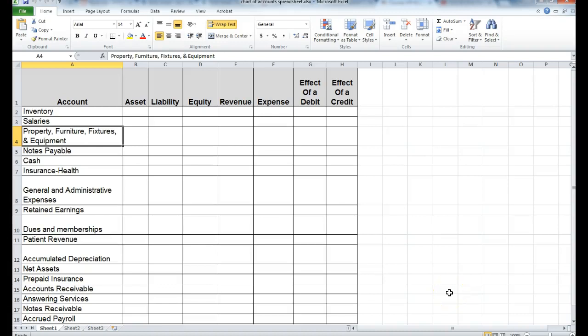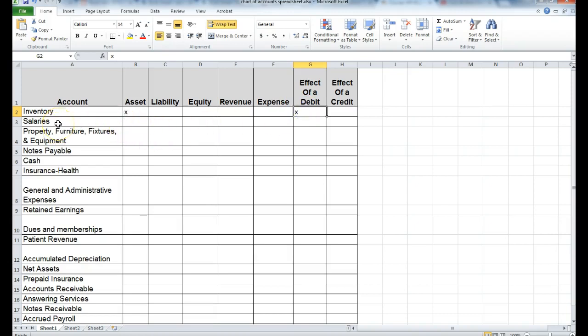In this exercise, we'll go through various accounts and talk about which bucket they fall into and the effect of a debit or credit. So let's start with inventory. What type of account is inventory? Hopefully you know inventory is an asset, and as an asset, inventory would increase with the debit. We know that inventory as an asset is on the left-hand side of the balance sheet. Assets increase on the left-hand side, and so therefore debit would increase.